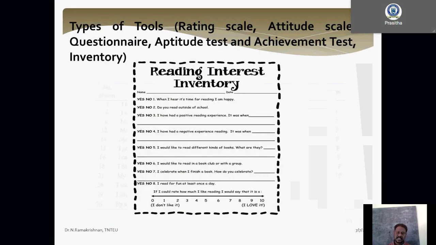And this is the reading interest inventory. Name. When I hear it's time for reading, I am happy. Do you read outside of school? I have had a positive reading experience. It was when... I have had a negative experience reading. It was when... I would like to read different kinds of books. I would like to read in a book club or with a group. I celebrate when I finish a book. How do you celebrate? I read for fun at least once a day.